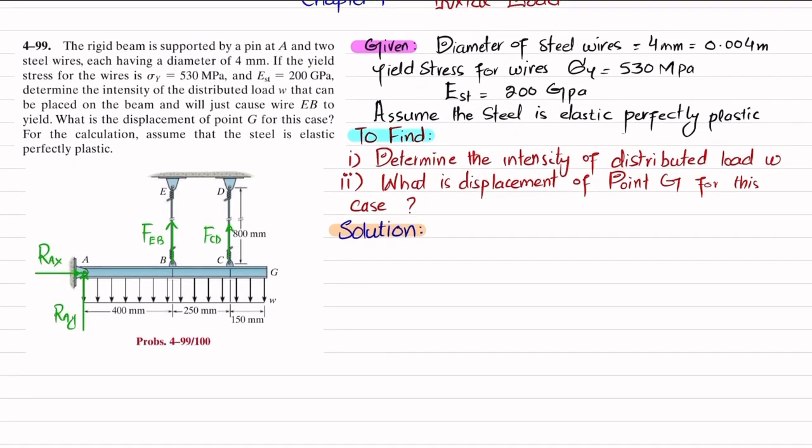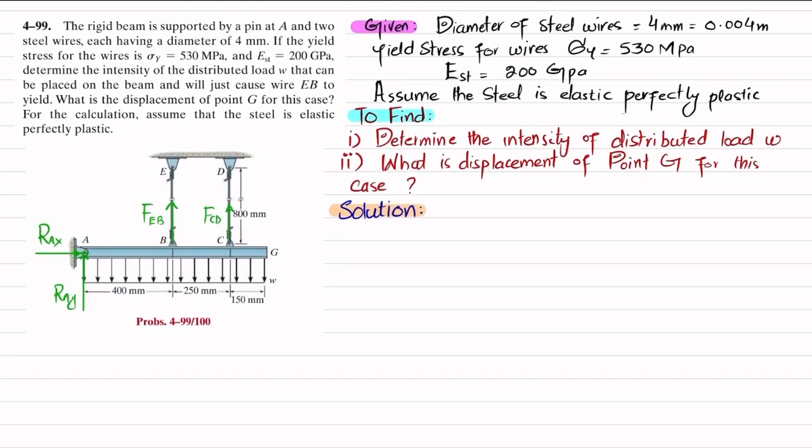Again, you can see there is a distributed load. When converted into a point load, it will be equal to W, the magnitude, times the length over which it acts. So 400 plus 250 plus 180 is 800 millimeter. So 800 millimeter is 0.8 meter, and the unit will be in Newton per meter.